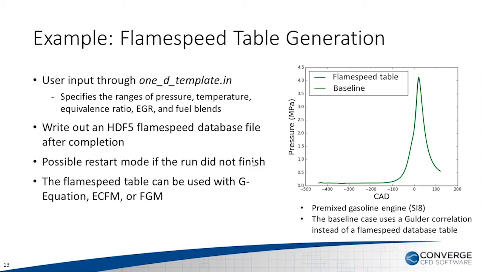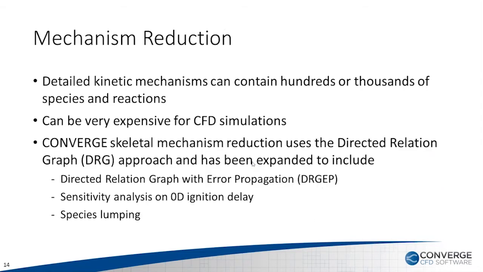All the flame speed tables, if you're running CONVERGE for engine simulation, you can couple with the G equation, ECFM, and the FGM. On the right is an example of running with the G equation plus flame speed table. You can see with this flame speed table, it can recover the baseline results really well.